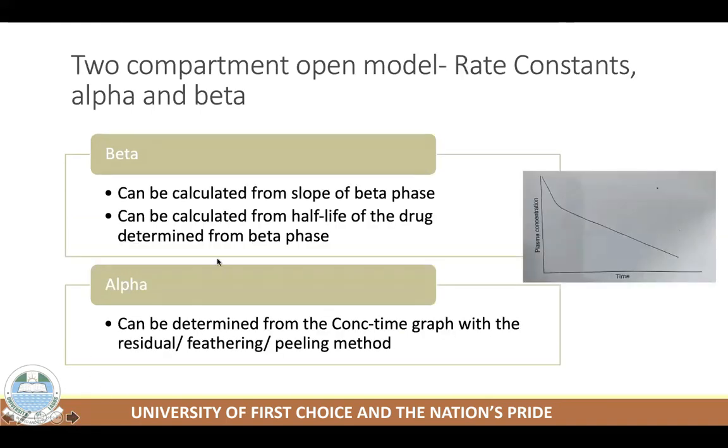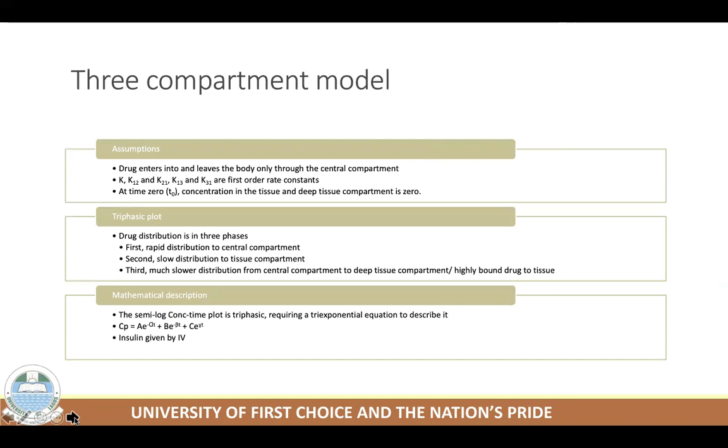Also, you may need to calculate this alpha and beta. Remember, I mentioned that you can easily extrapolate them from the graph. For the alpha, you calculate from the A phase, and the beta, you calculate from the B phase. Basically, you calculate them by extrapolation from the curve or from the plot. Now, this concludes our discussion about a two-compartment model.